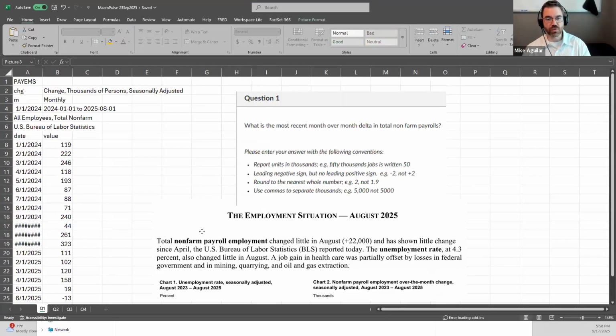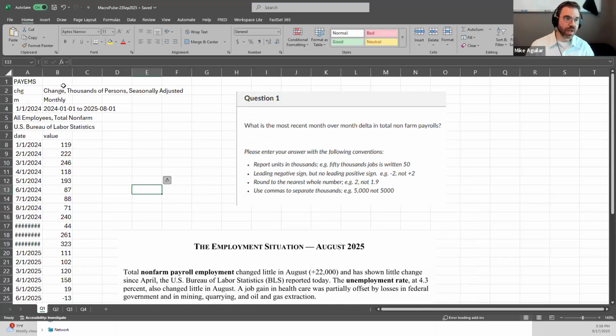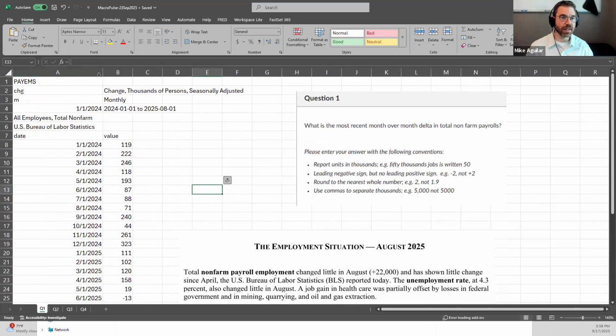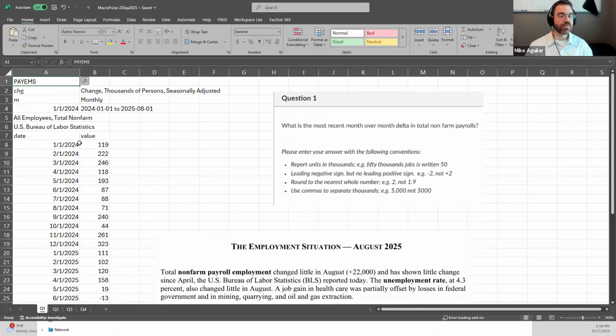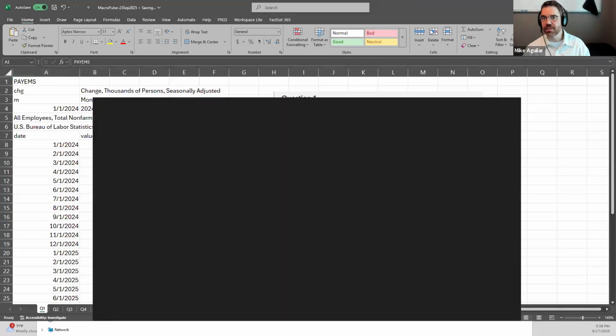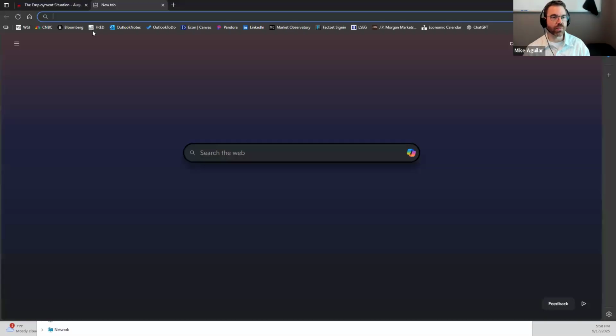Now, I just took a screenshot of that. What you could do is inside of FRED, you can grab the data that you need. The FRED ticker is PAYEMS. I don't expect you to know that. So how would you get that? Let's go back to the browser. Let's go to FRED.